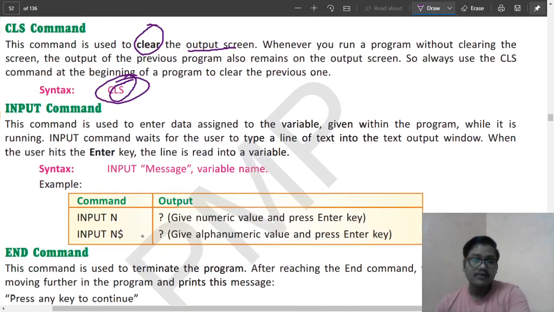Now the input command. For the input command, what will we write? Input, bracket, variable name, like: input and give the numeric data and the percentage key, give the alphabet and press the enter key. Okay.